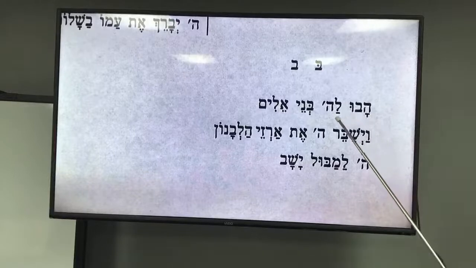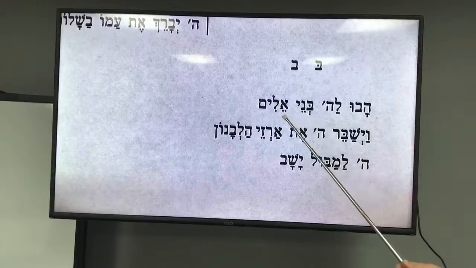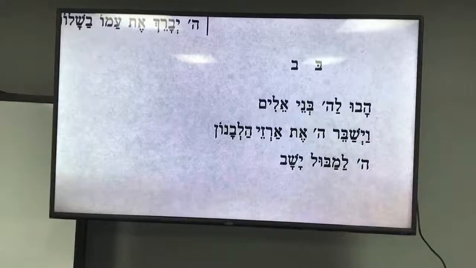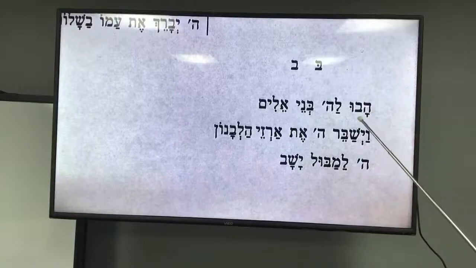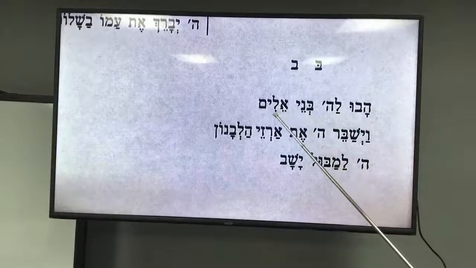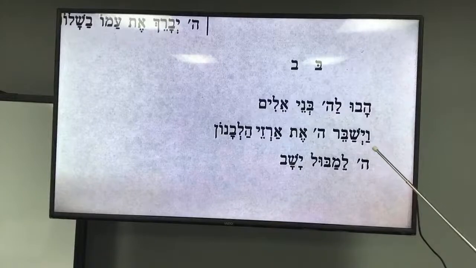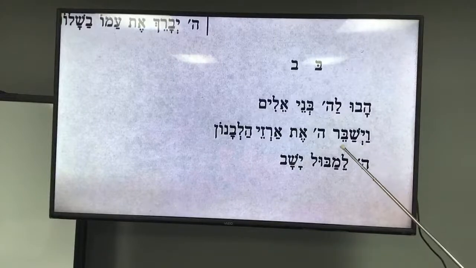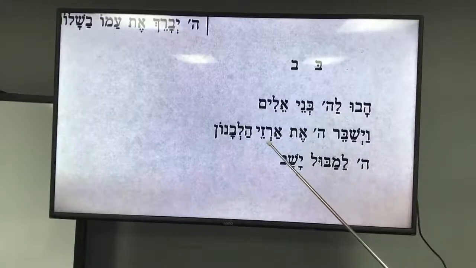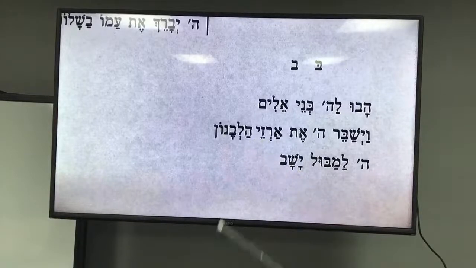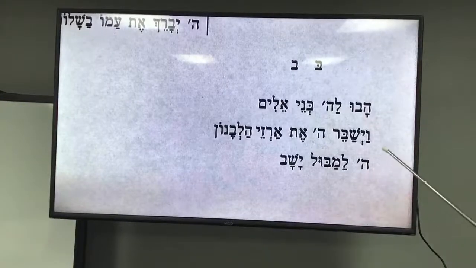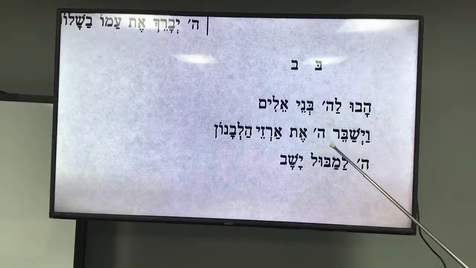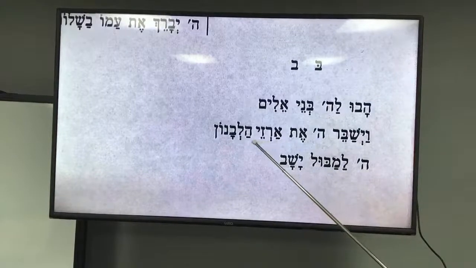Havu Adonai bene Elim. And remember, the yod is silent. Elim. Havu le Adonai b'nei Elim. Vayeshaver Adonai et Artzei Halevanon. No, Lebanon. Halevanon.